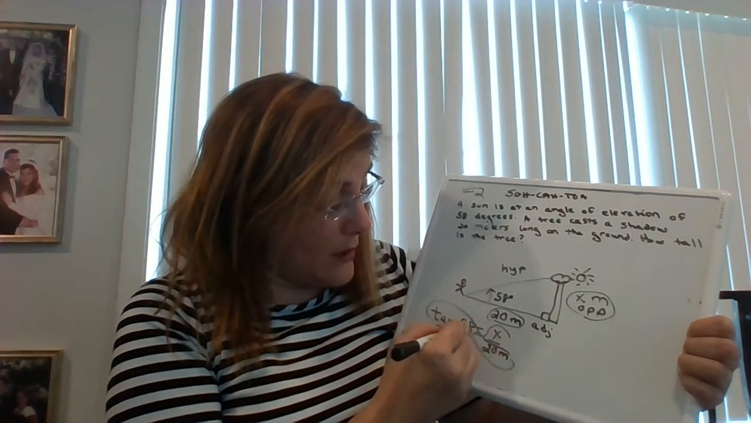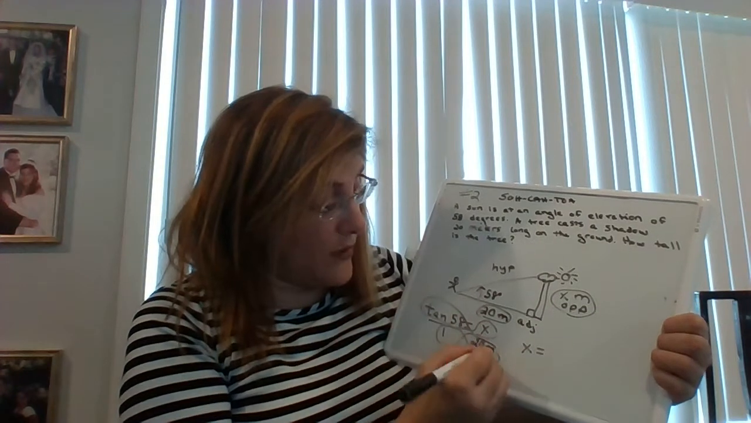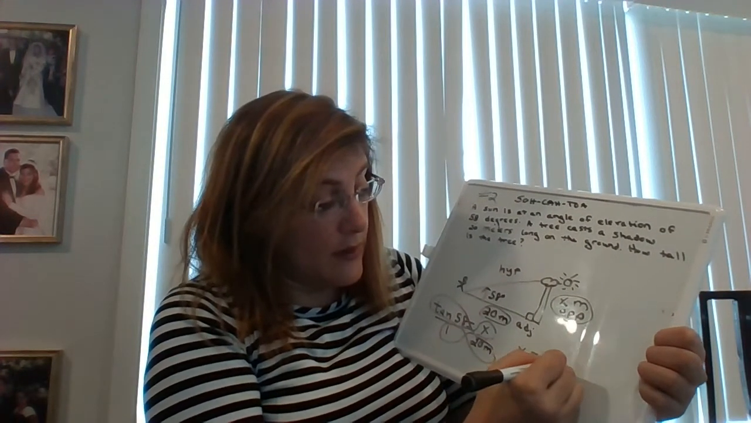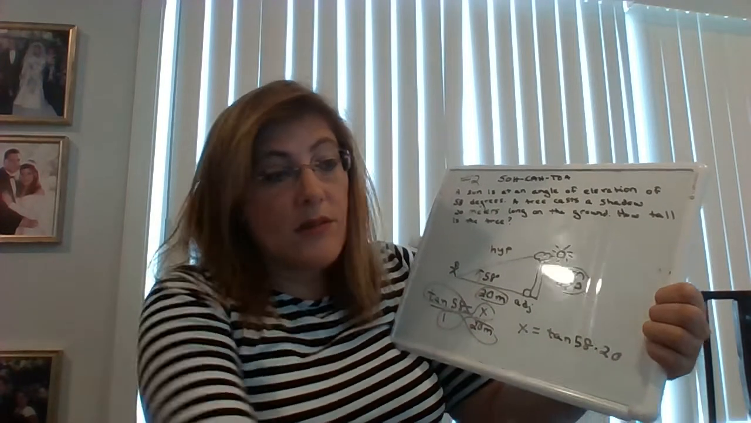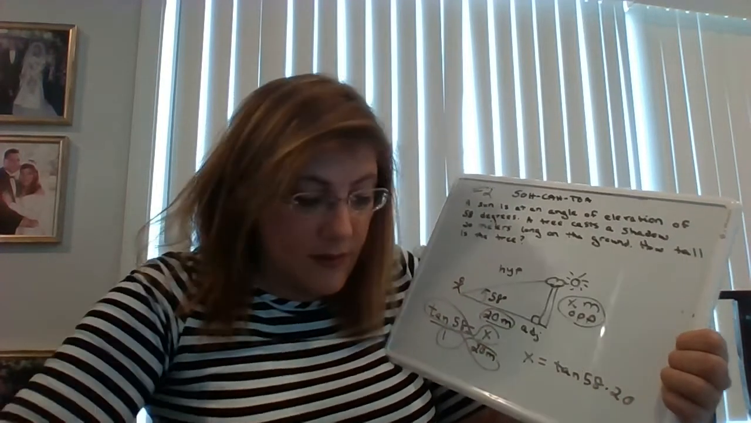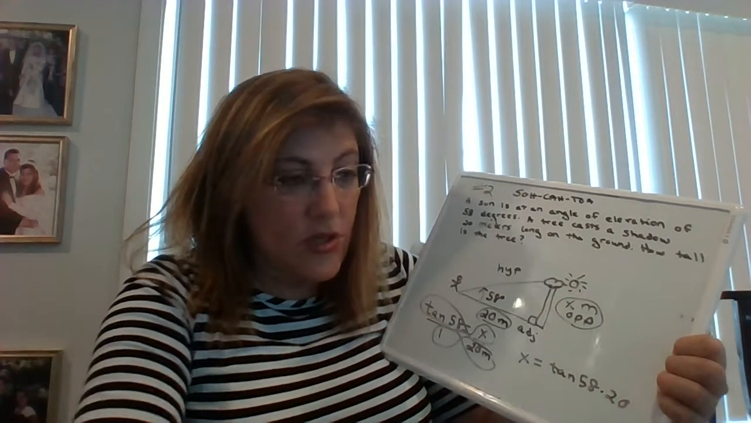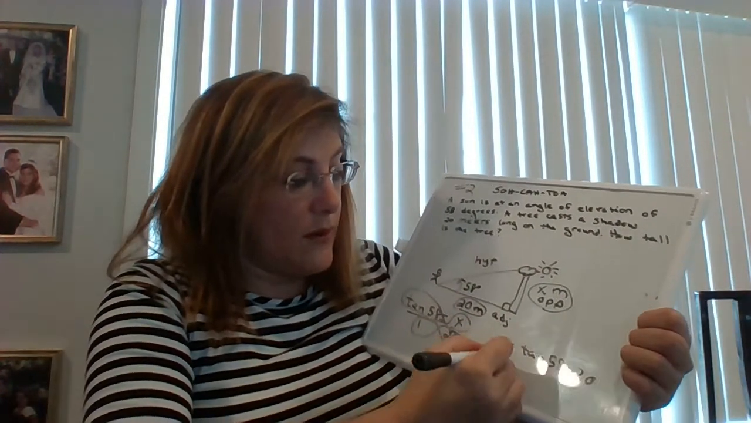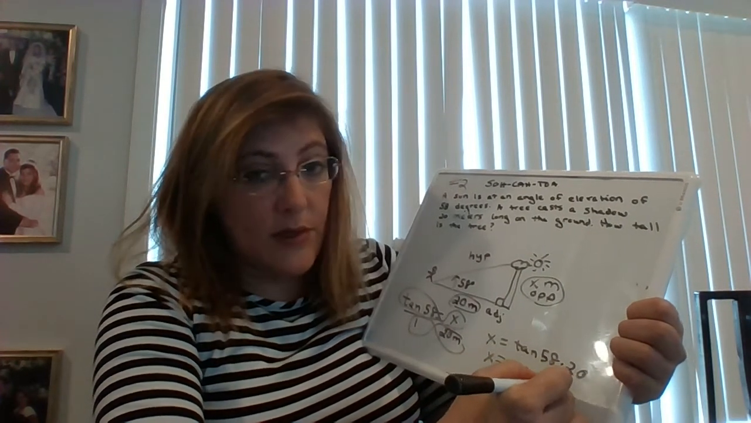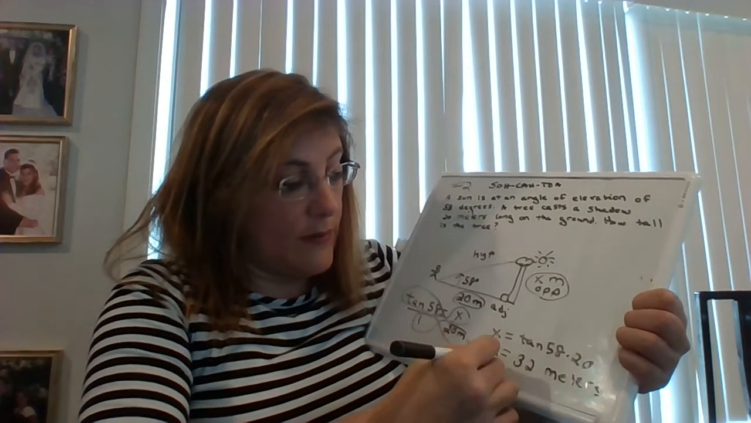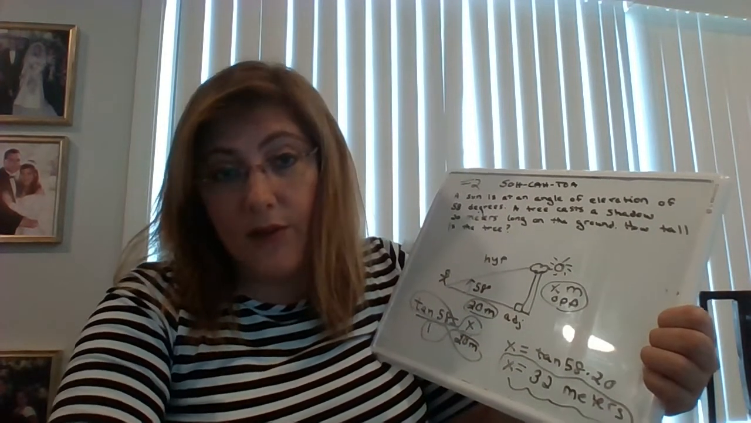So X times 1, which is X, equals tangent of 58 times 20. So tan 58 times 20. So let's see what that looks like. 20 times tan 58 is 32 meters. So X equals 32 meters. If you're not getting 32, you're entering it wrong in your calculator.